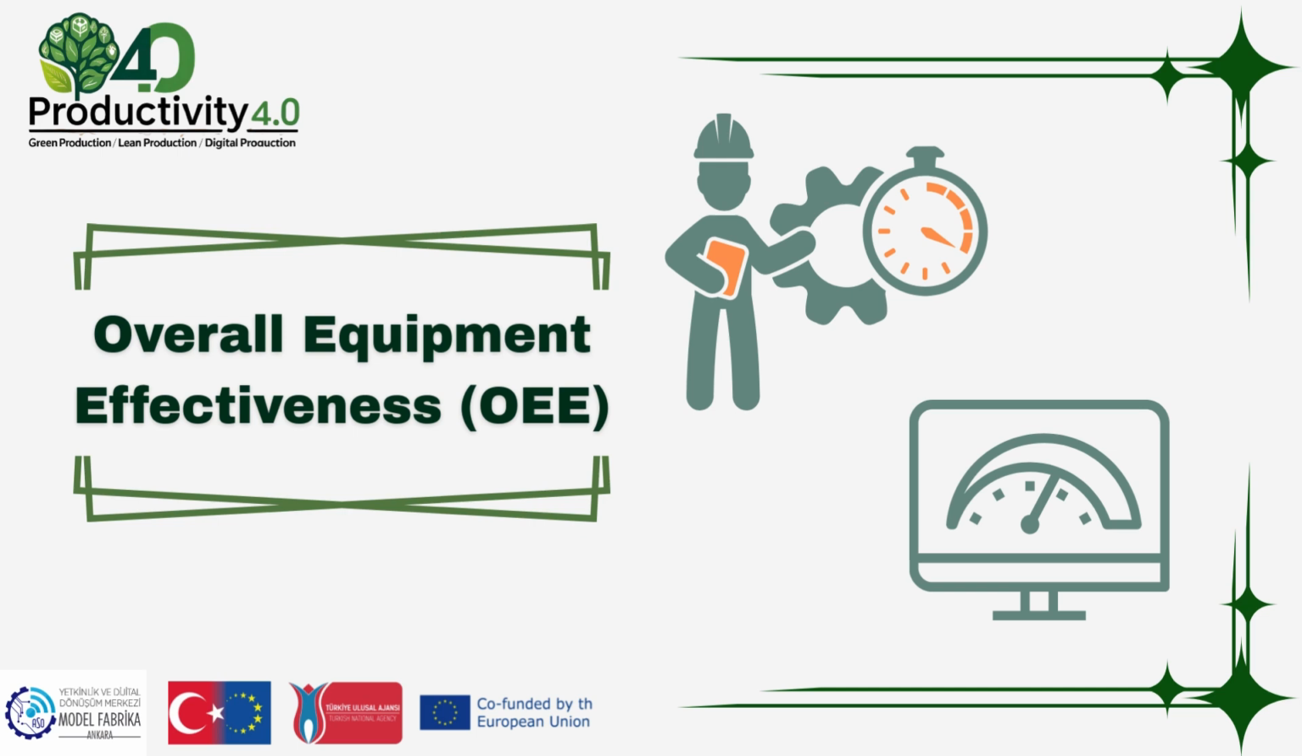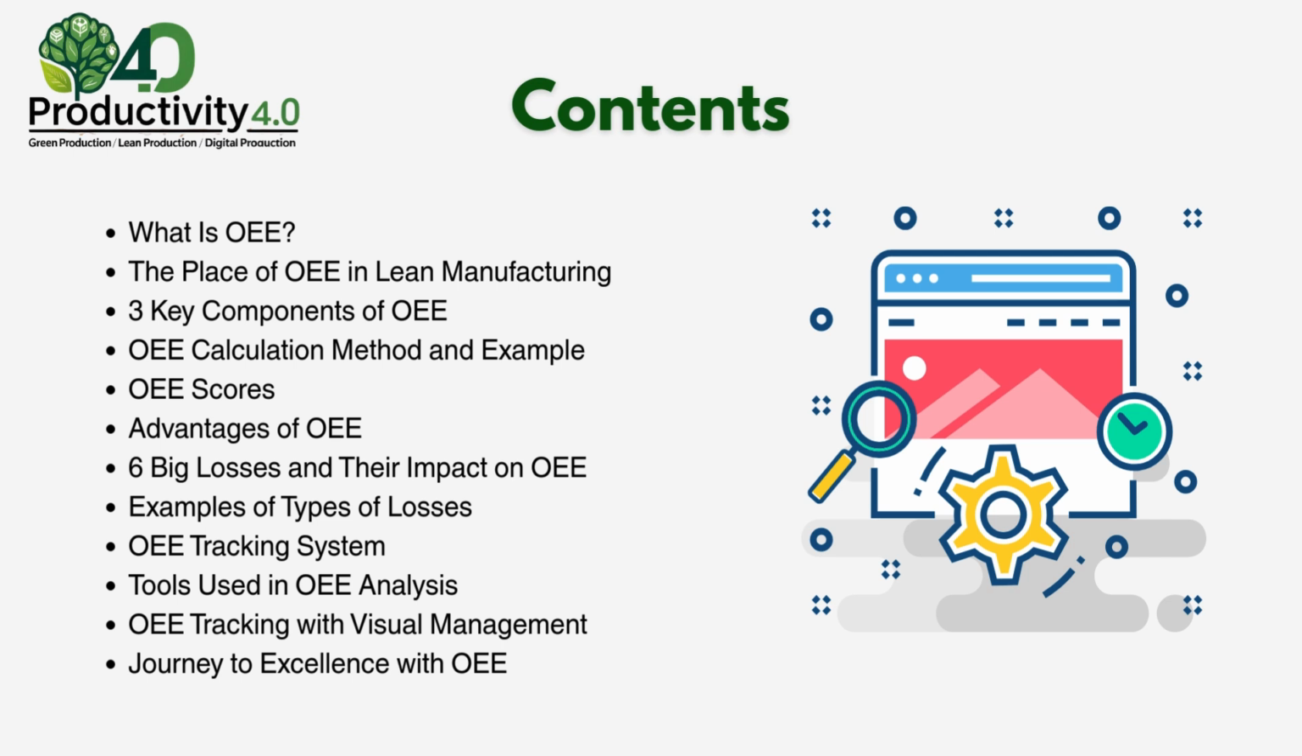In this presentation, we will provide information about the concept of OEE, what overall equipment effectiveness is, and how it plays a critical role in lean manufacturing. By explaining the three key components of OEE and the calculation method, we will discuss how to calculate it through practical examples. We will also focus on OEE scores and the advantages of it and discuss the impact of the 6 big losses on OEE.